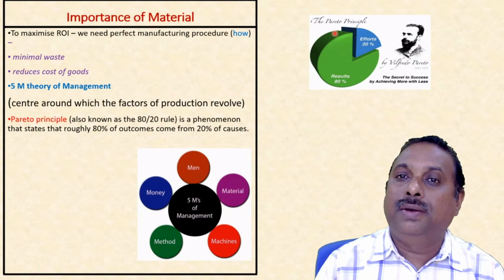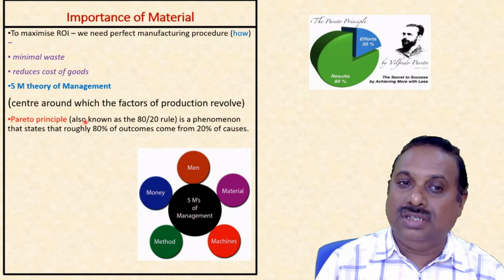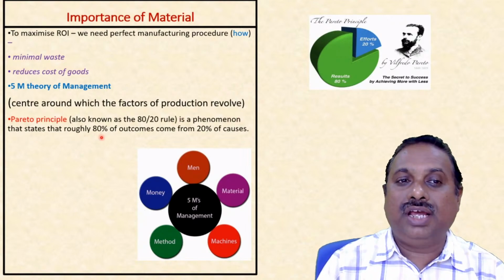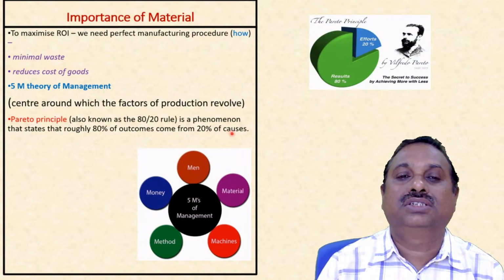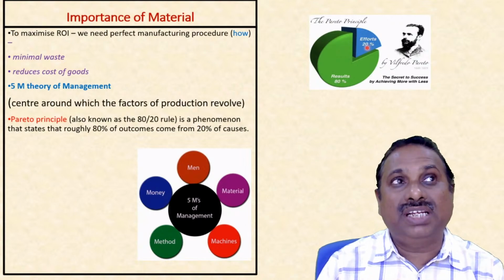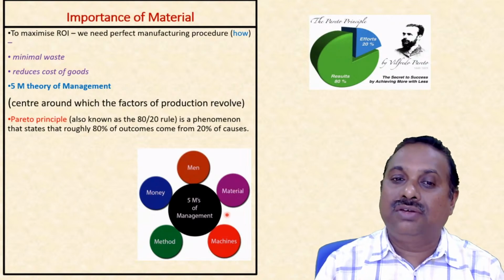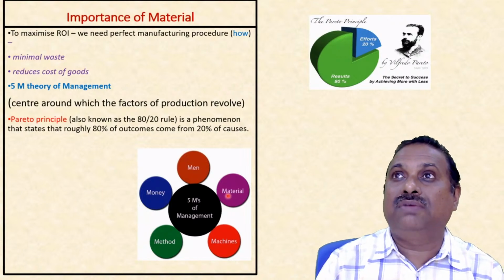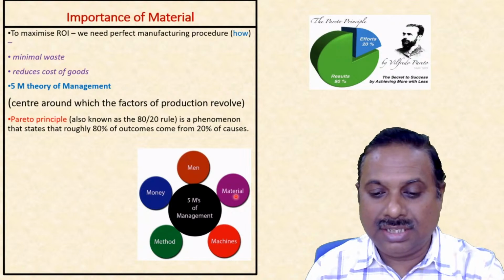If you take Pareto's principle, vital few and trivial many, it is known as the 80 by 20 rule. It is a phenomenon that states that roughly 80% of outcomes come from 20% of causes. That means if you are managing only the material out of 5M, material, man, money, method, machines, if we are giving effort to only materials, we are managing this 75% of the cost. So that is the importance of material management.